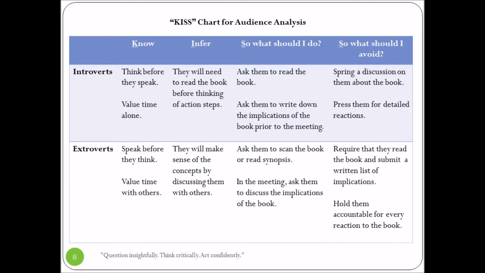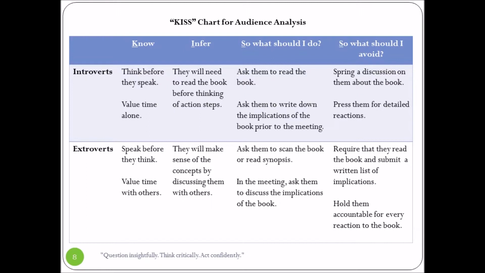So this is what we're saying, the KISS. What do you know? What can you infer given that? So what should you do as a result? So what should you avoid? With introverts, for example, what the person knows, just by nature of being an introvert, is that introverts need thinking and planning time prior to voicing opinions in a group setting.